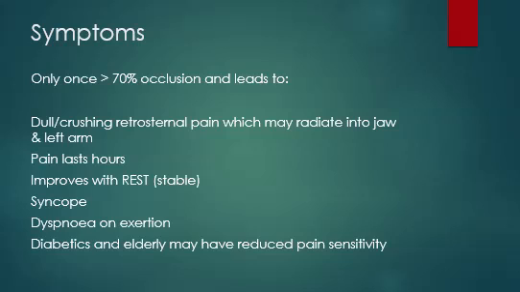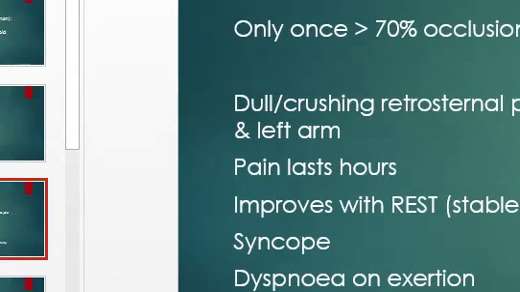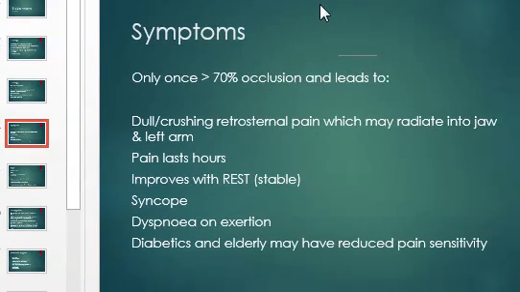Just bear in mind that diabetics and the elderly can have reduced sensitivity to pain. They could be feeling a bit nauseous. That's another symptom, or they might be a bit sweaty and pale, which I'll talk about in the signs. But they might not actually have any pain, and it turns out they're actually having angina, or they might even be having an MI, so a myocardial infarction. So that's something that needs to be considered as well.